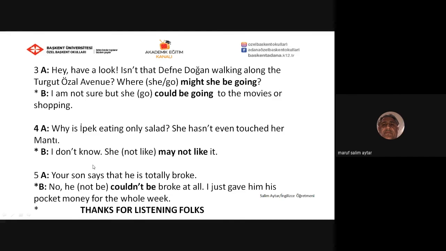Your son says he is totally broke. No, he couldn't be. He can't be broke at all. I just gave him his pocket money for the whole week.